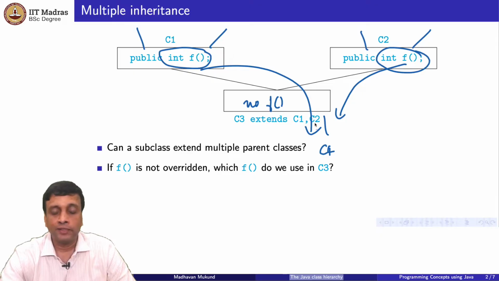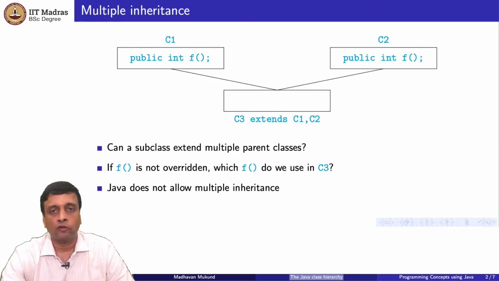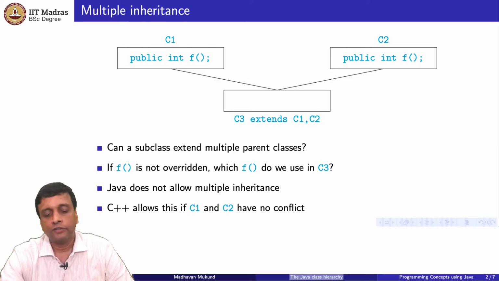Now it's eminently possible there is no contradiction. That is, everything in C1 is different from everything in C2. There is no function in C1 which has the same signature as C2 and vice versa. That means that any function which I call implicitly through inheritance in C3 either uniquely comes from C1 or from C2. But even if this possibility exists, Java does not allow it, right? So Java does not allow multiple inheritance at all. On the other hand, other languages like C++ do allow it if there is no conflict. That is, if C1 and C2 don't have any such clashing signature, then C1 and C2 can be allowed. So this is a design choice.